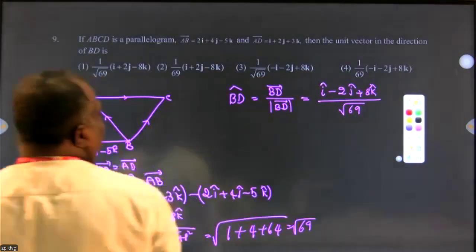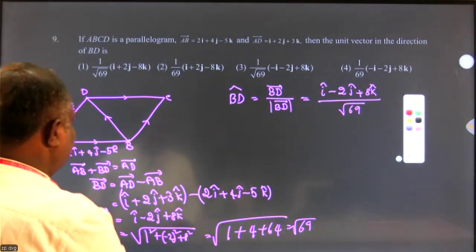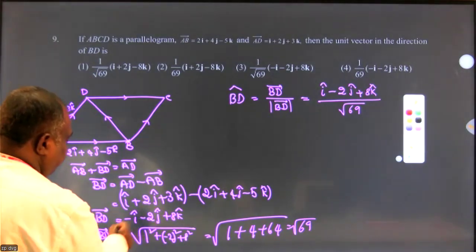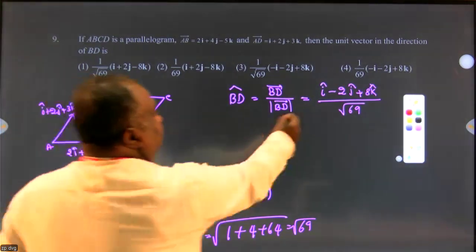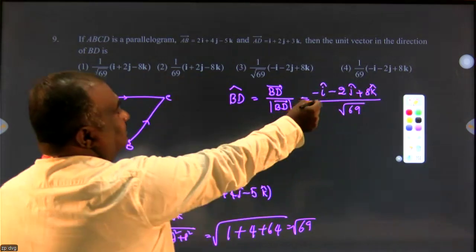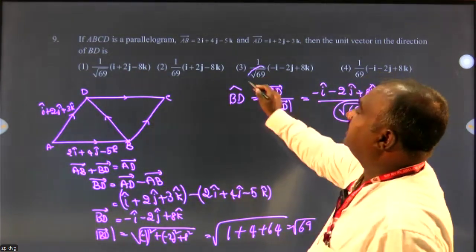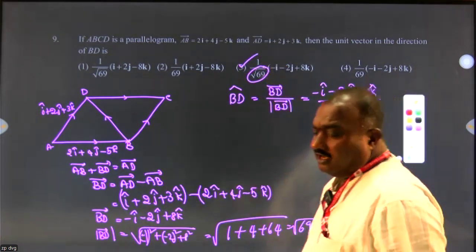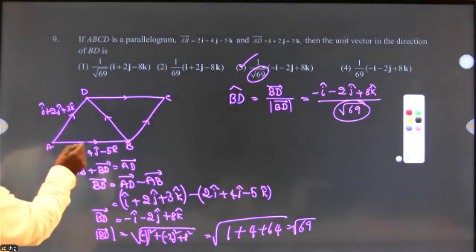Almost all options are the same, but the first sign is a minus. Observe here, 1 minus 2 is a minus i. Now you are going to get this as minus, minus, plus. These options look the same, but here it is root of 69, and here also root of 69. This is the answer.